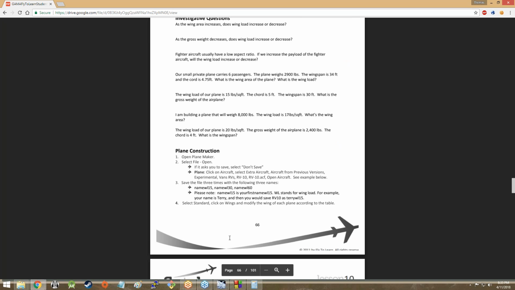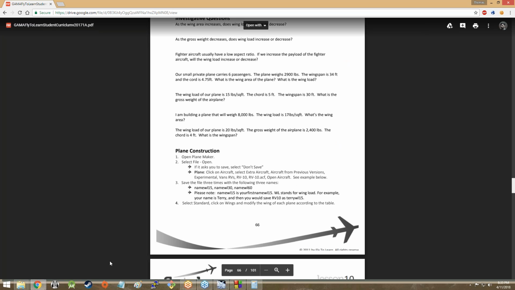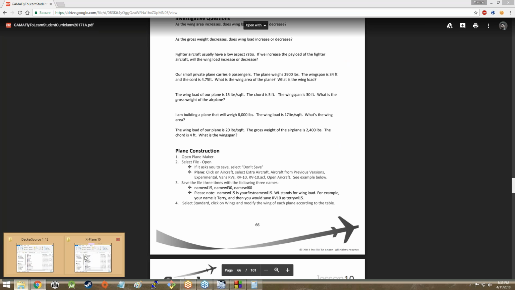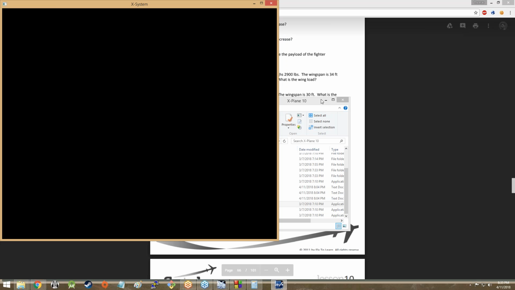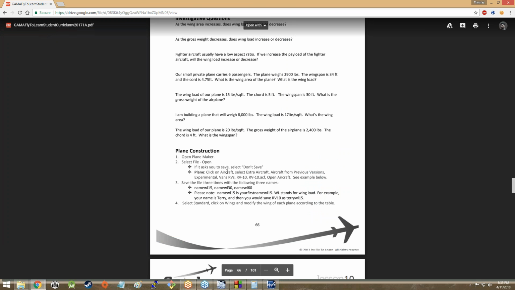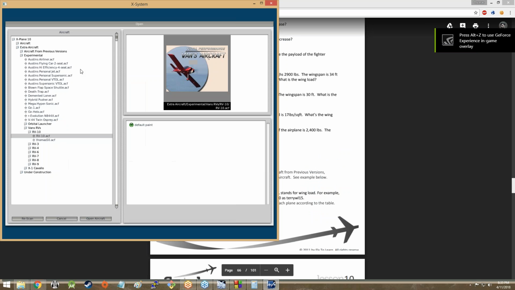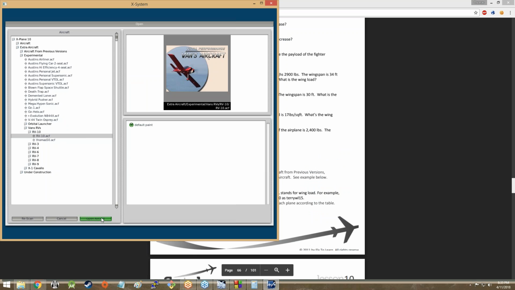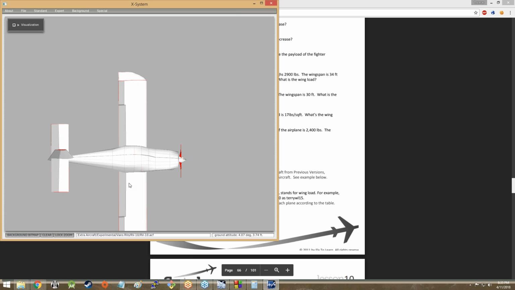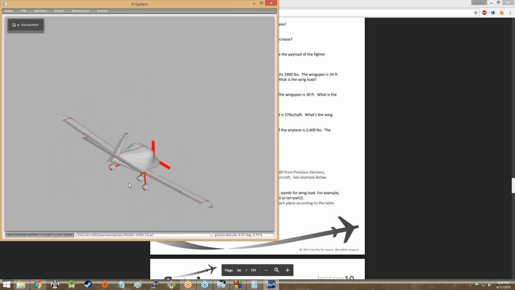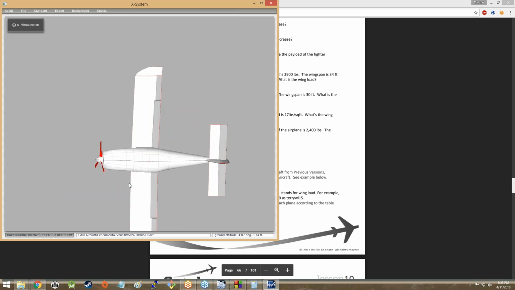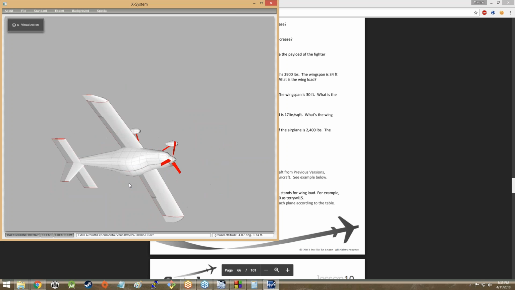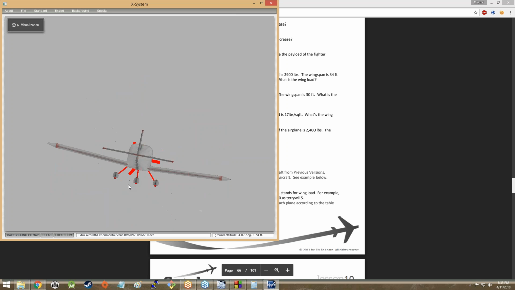So let's actually get to the experimentation point. Let's open up our plane maker. And we're going to open up that RV-10 aircraft that we're so fond of dismantling and messing with. So RV10.acf. We're going to open up that aircraft, and here it is. Look at it.